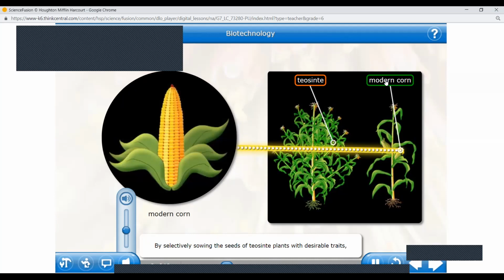By selectively sowing the seeds of teosinte plants with desirable traits, such as more and larger seeds and taller stalks, it gradually developed into modern corn. Today's corn produces large multi-rowed ears filled with large kernels. It is used by people around the world as food. It is also used to feed livestock and other animals.